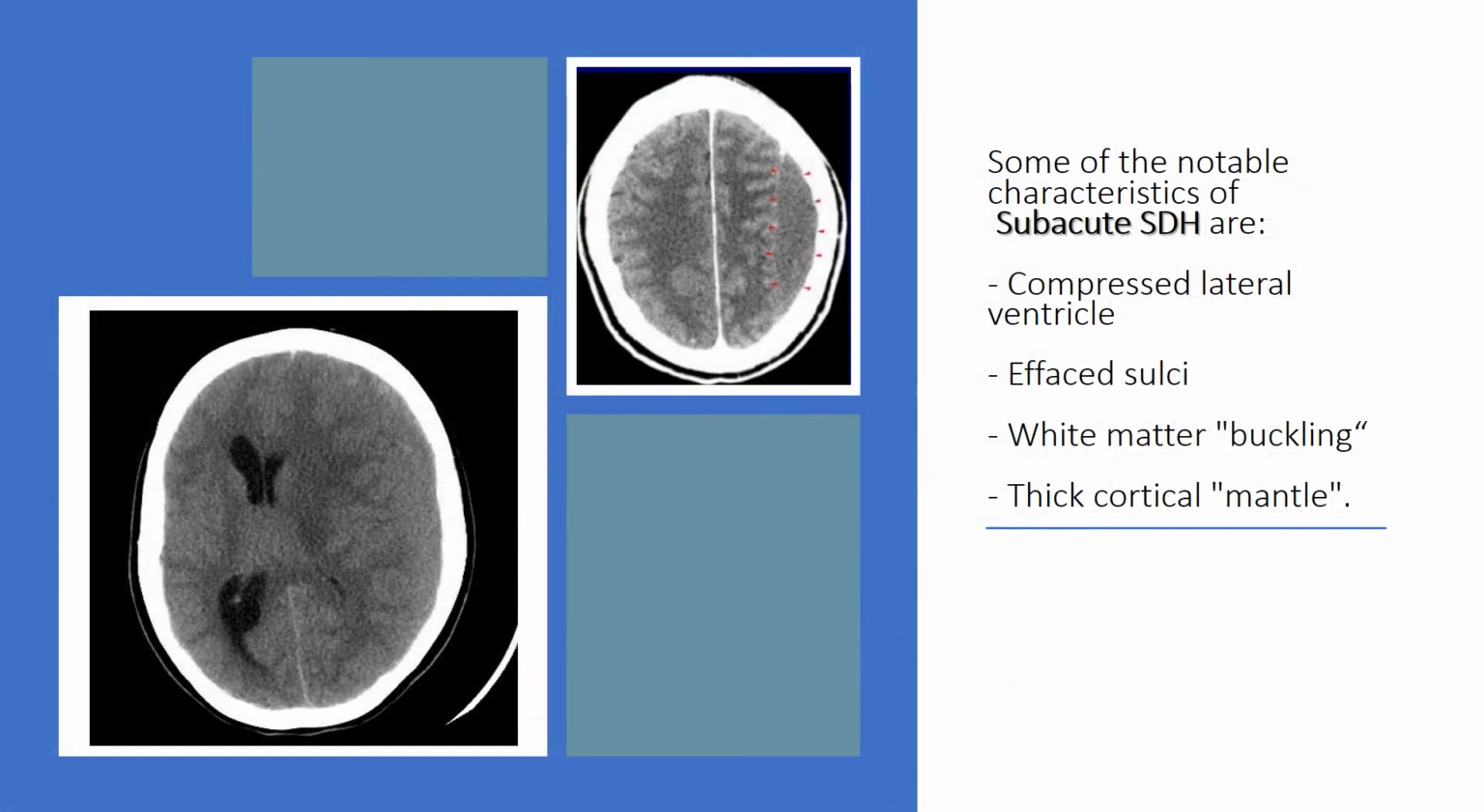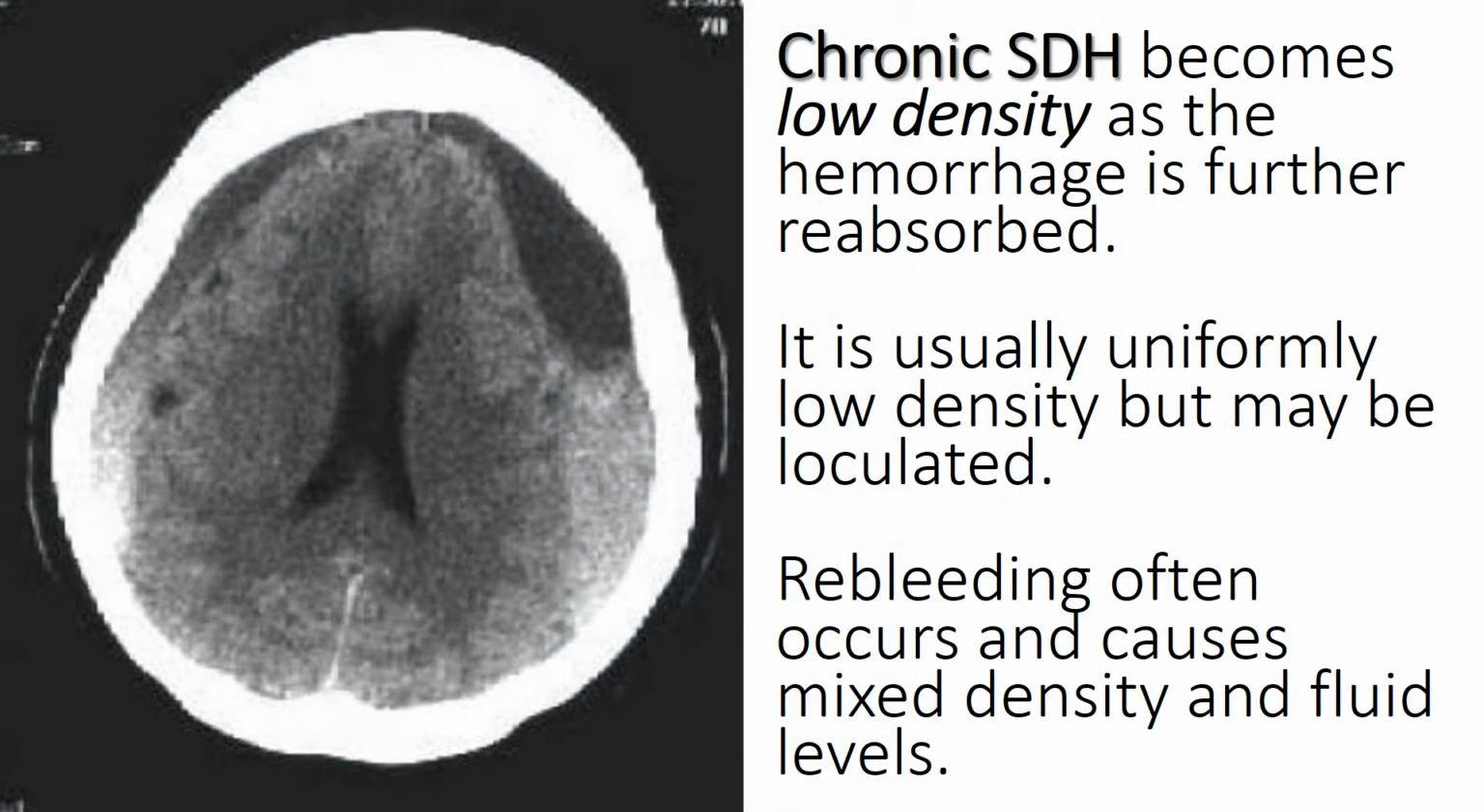Some of the notable characteristics of subacute subdural hematoma are: compressed lateral ventricle, effaced sulci, white matter buckling, thick cortical mantle. Chronic subdural hematoma becomes low density as the hemorrhage is further reabsorbed. It is usually uniformly low density but may be loculated. Rebleeding often occurs and causes mixed density and fluid levels.